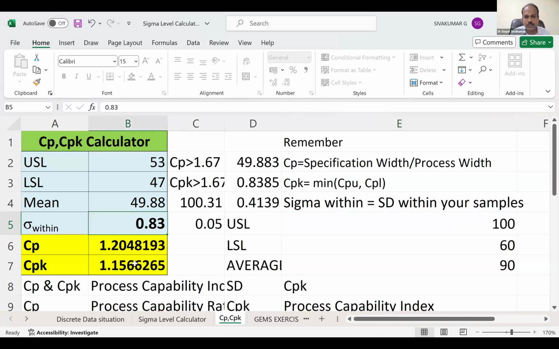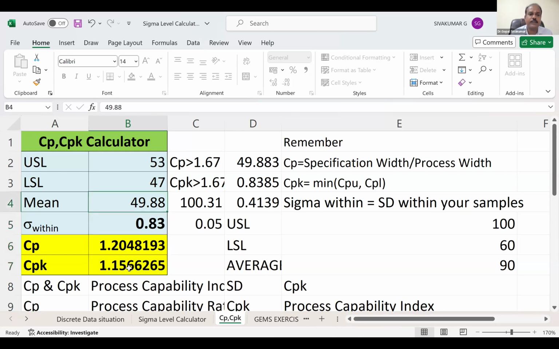And now 1.15 looks capable, but practically the industry norm is 1.67. Even in the worst scenario, a minimum of 1.33 is needed. So right now, this condition of the process is unacceptable in any industry because it is not meeting both criteria, 1.33 and 1.67. Suppose the characteristic you deal with is a critical characteristic, 1.67 is definitely required.